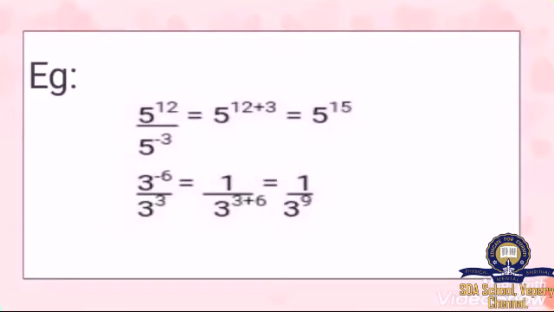Likewise, let me see the second condition. In this we know that m is greater than n. So we get 3 to the power minus 6 divided by 3 to the power 3 is equal to 1 divided by 3 to the power 3 plus 6, which is 1 divided by 3 to the power 9.